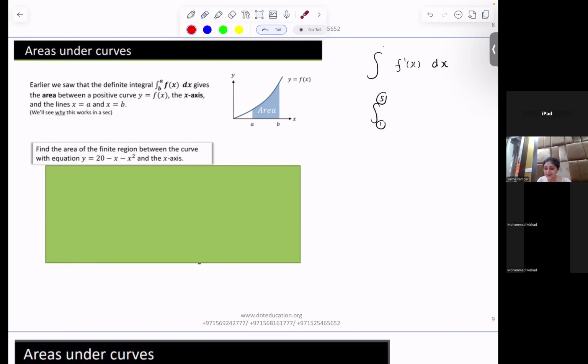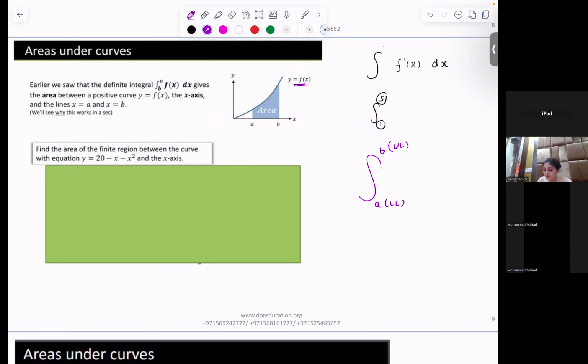And integration is used to find the area under the curve. That means I am finding the area between the curve and the x-axis, and my limit would be a and b. When I do a definite integration, I would say my limits are b and a, where b is the upper limit, a is the lower limit, and we are finding the area under the curve.